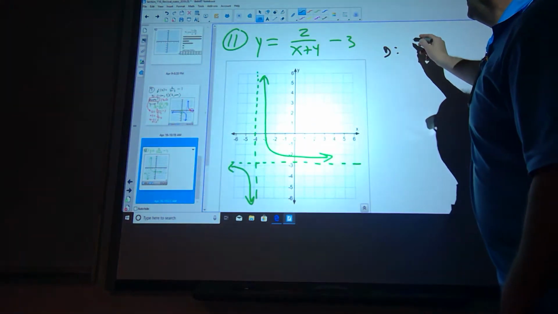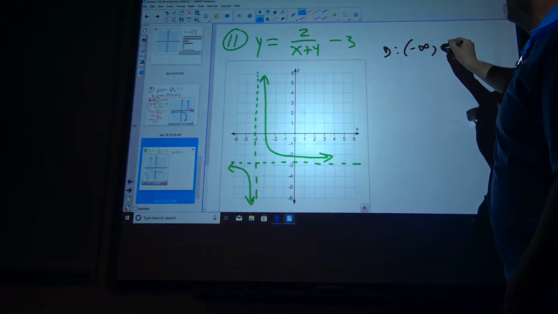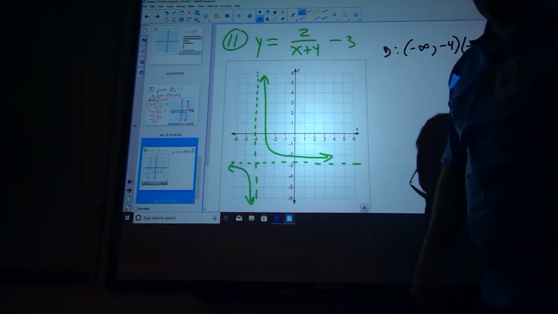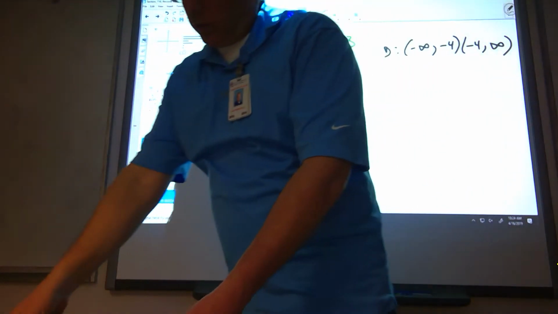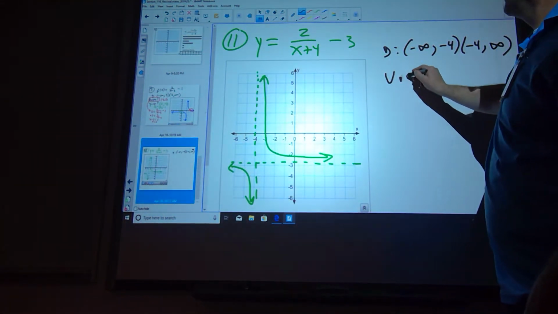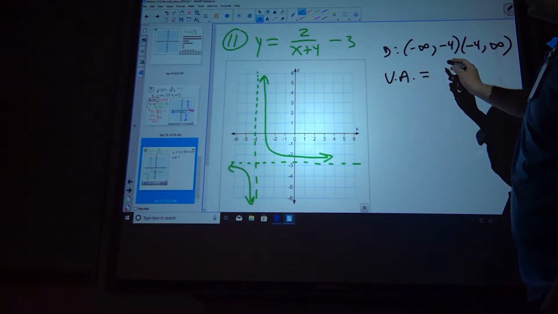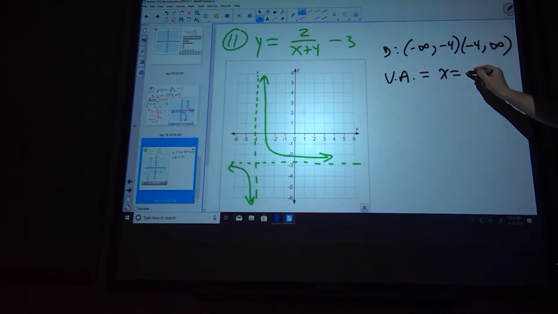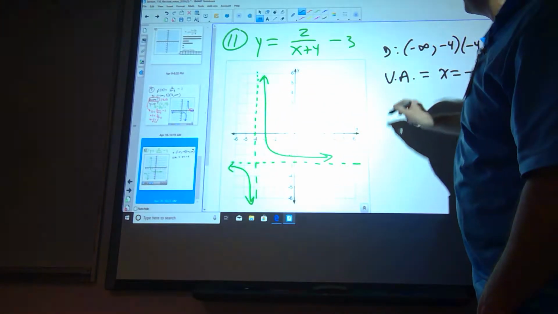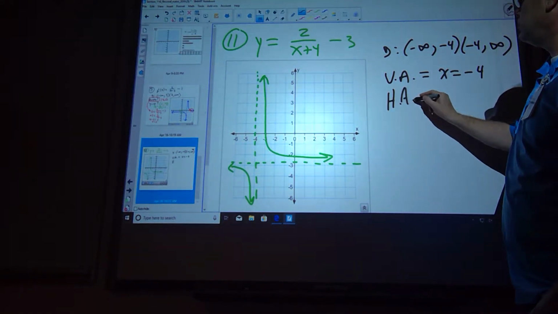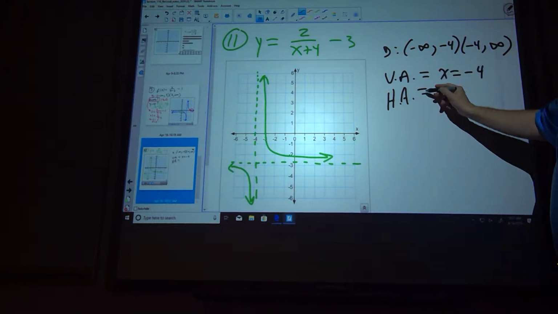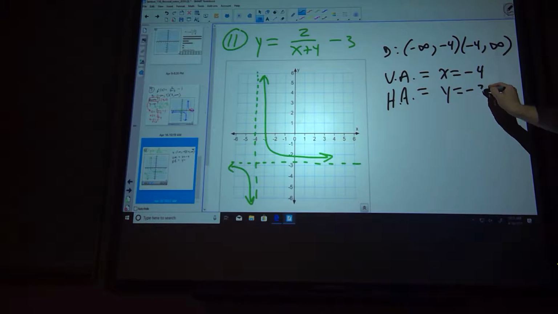Domain. It's going to go from negative infinity to negative 4, and from negative 4 to infinity. Rounded brackets because we don't include the 4. What else is it asking for? Vertical asymptote. So my vertical asymptote is x equals negative 4. So that's a vertical line. And the horizontal asymptote is y equals negative 3. Cool.